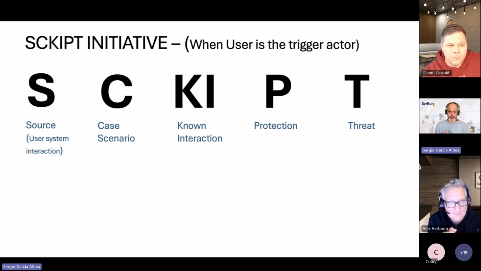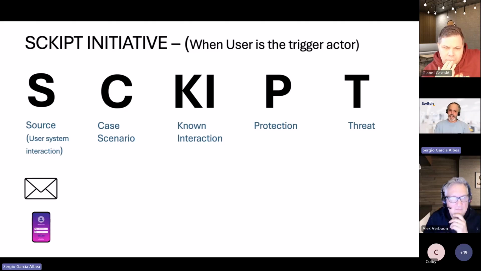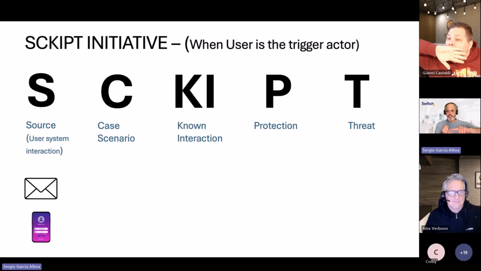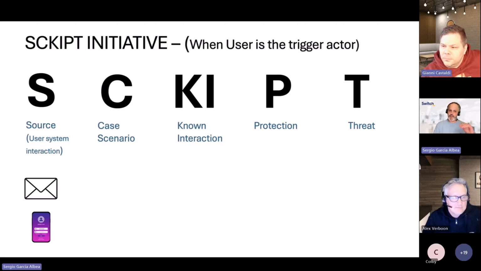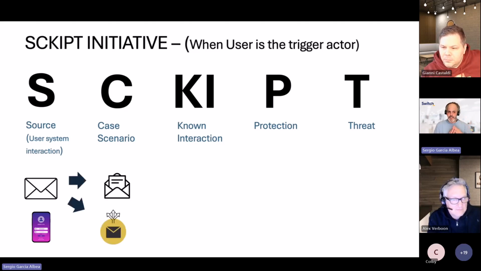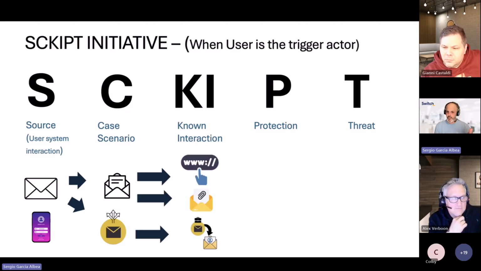This is open source. Basically, I list all the sources, all the things that the users can do. The users can use email. The users can use mobile devices. The users can open browsers. And based on every source, I list the cases. Users can open emails. Users can forward emails, which is the known interaction when they open an email. They can click on a URL. They can open an attachment file. And the second one, they can forward the emails.